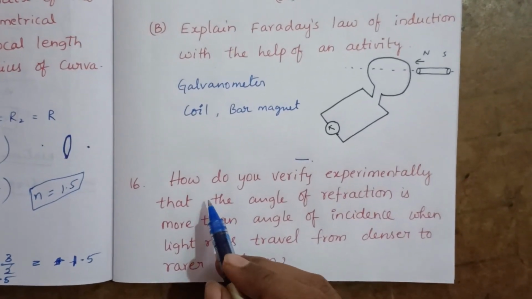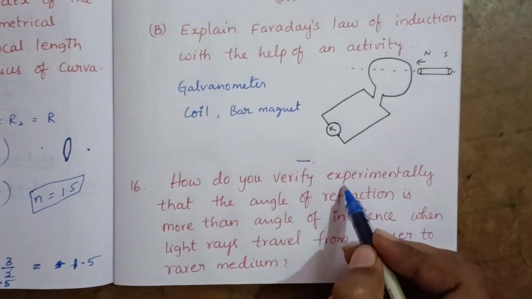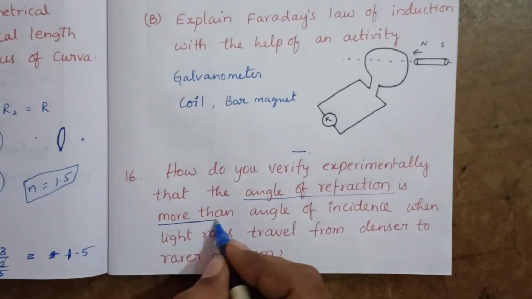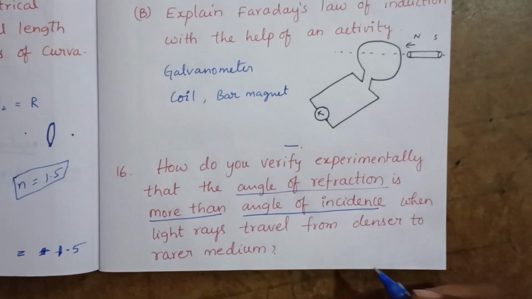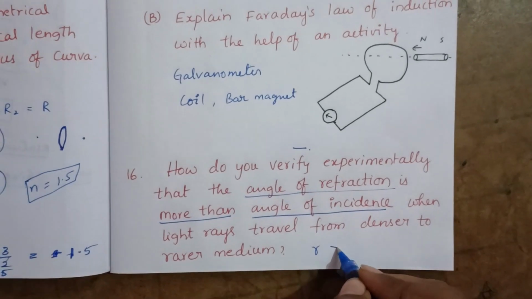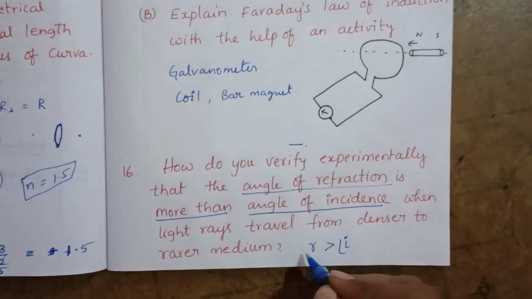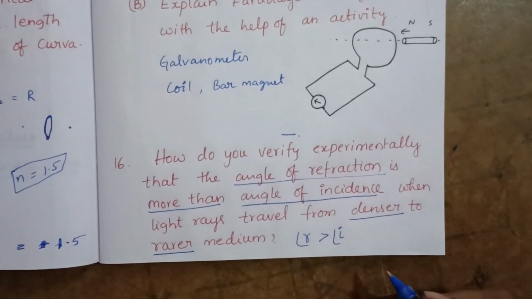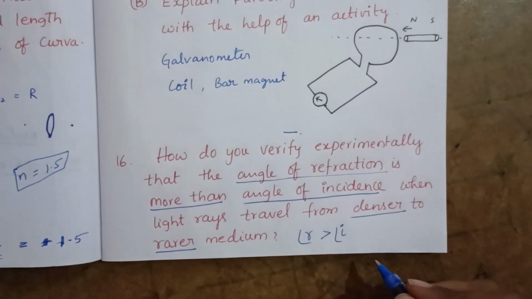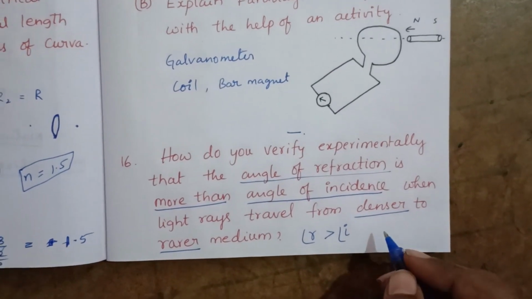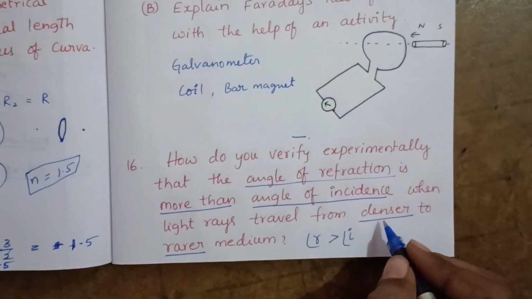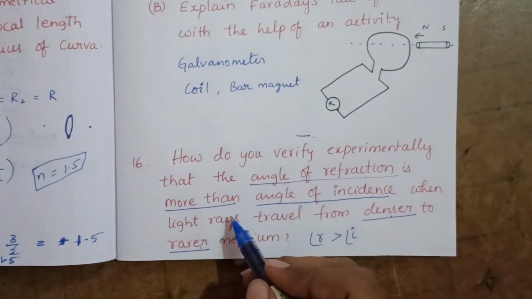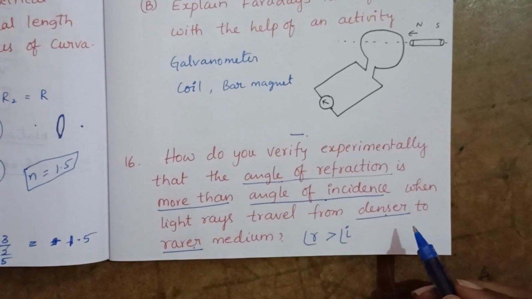Next question. How do you verify experimentally that the angle of refraction is more than the angle of incidence? When a light ray travels from a denser medium to a rarer medium, this is the activity. When a light ray travels from a denser medium to a rarer medium, the angle of refraction is more than the angle of incidence.